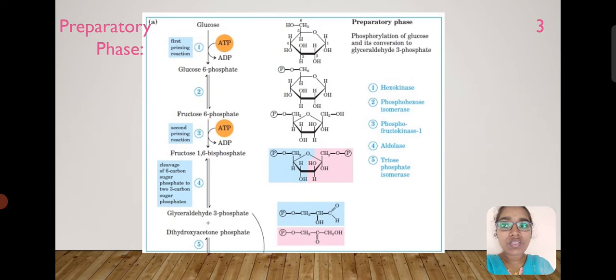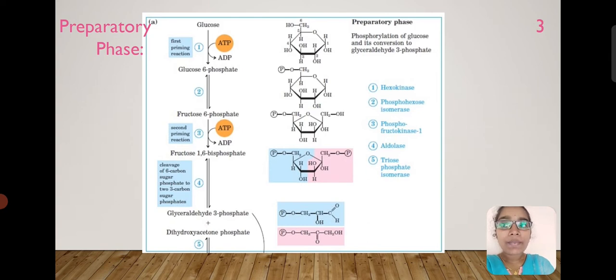The first step is the phosphorylation of glucose, in which glucose is converted into glucose 6-phosphate by the enzyme hexokinase with the utilization of energy in the form of ATP. And the second step is the isomerization, in which glucose 6-phosphate is isomerized to form fructose 6-phosphate with the help of the enzyme phosphohexose isomerase.